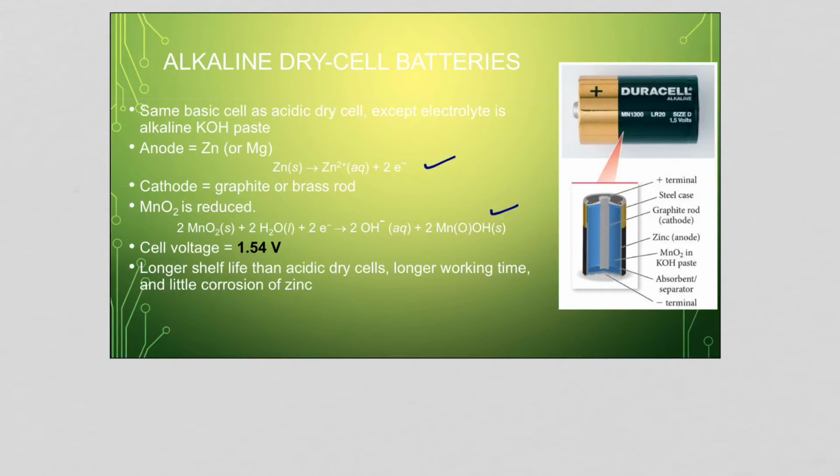Now, why? Well, the advantage is the alkaline cell gives me a longer shelf life, has a longer working time, and we get less corrosion of our metal. And sometimes that acidic environment, remember, can eat away at the metals, the zinc in this case, over time.